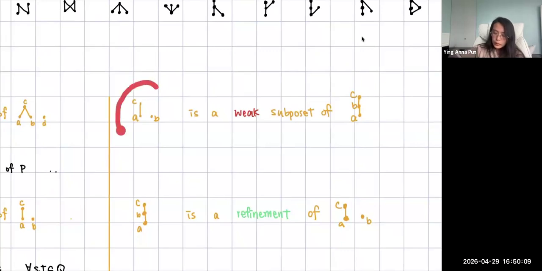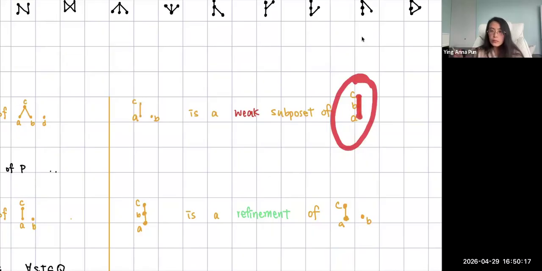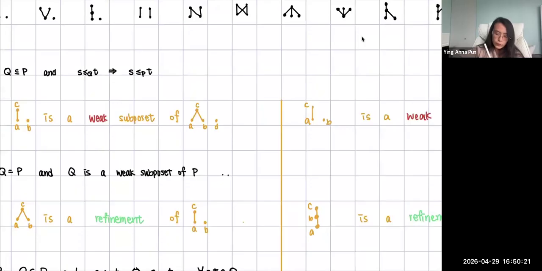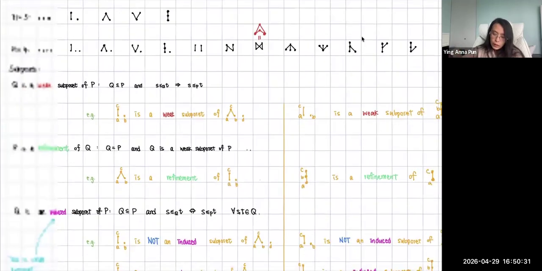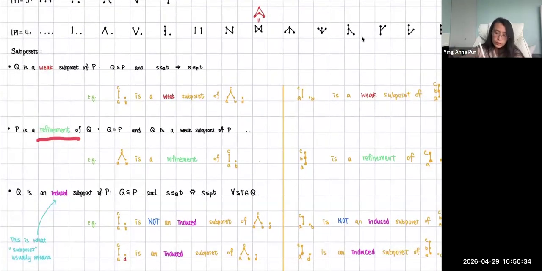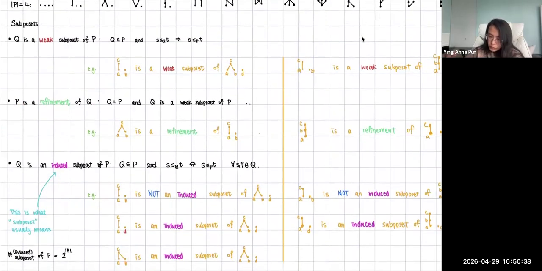Also, it's not like just taking the edges. For example, you can see that A, B, C here is still a weak subposet of this guy because A and C are comparable in P, and in this subset, A and C are actually comparable. So you can think about it as: if I have a path from an element to another element in my smaller one, I have to be able to do the same thing in the bigger one, and that is a weak subposet. A refinement is a special type of weak subposet when P and Q have exactly the same elements.